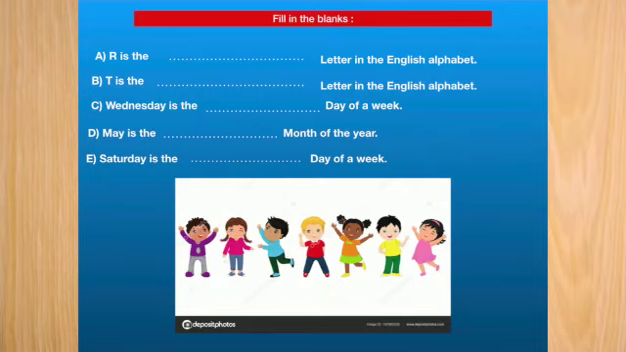Now, do this exercise in your home for the concept clarity. Fill in the blanks. A. R is the dash letter in the English alphabet. T is the dash letter in the English alphabet. Wednesday is the dash day of a week. May is the dash month of the year. Saturday is the dash day of a week.